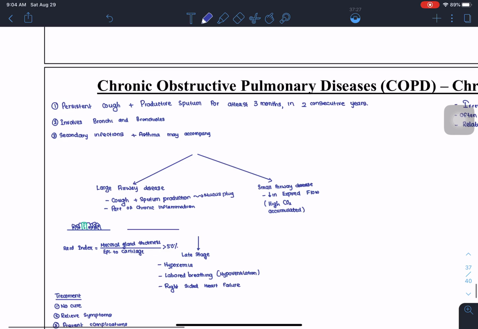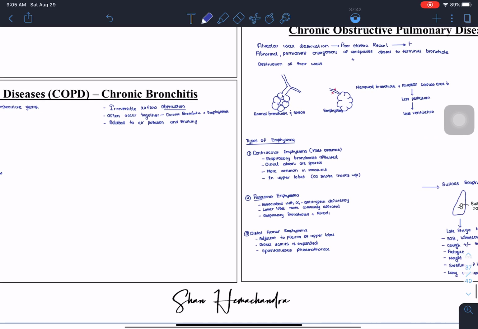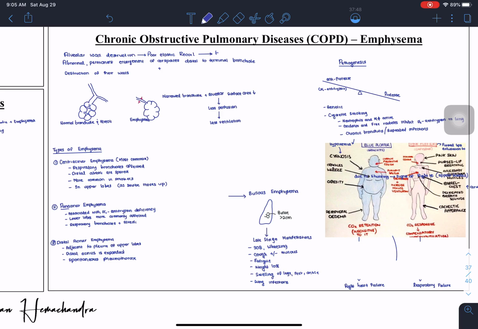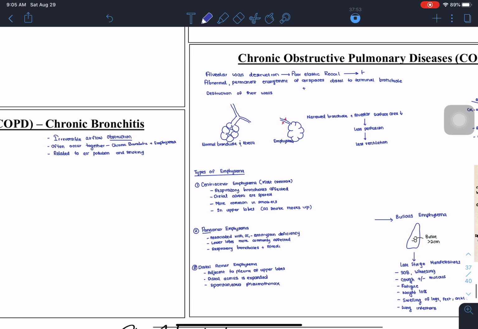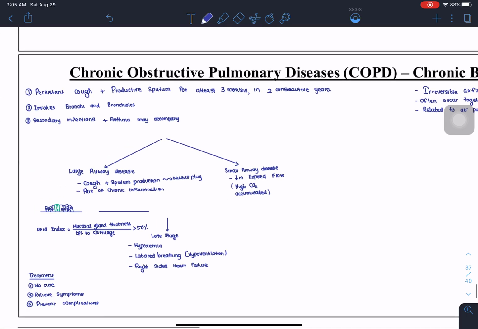So the first one I'm going to talk about is chronic bronchitis. Now I need you to remember this in this way. Think of it in a flow. Bronchitis is going to involve the bronchi, the large bronchi and the smaller bronchi. Emphysema is going to involve the respiratory zone, the alveolar wall, and the respiratory bronchioles, but then it's talking about alveolar wall destruction. So we'll talk about chronic bronchitis first.